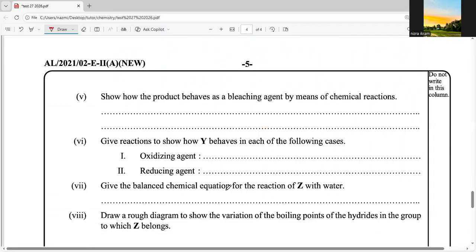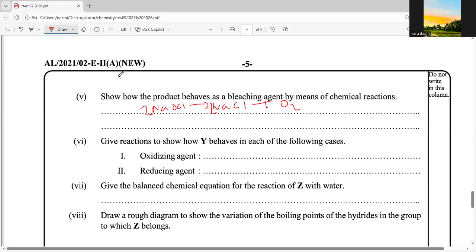Show how the product behaves as a bleaching agent by means of chemical reaction. So what happens is that NaOCl can bleach things like flower petals. NaOCl will get converted to sodium chloride and oxygen. So oxygen will do the bleaching.